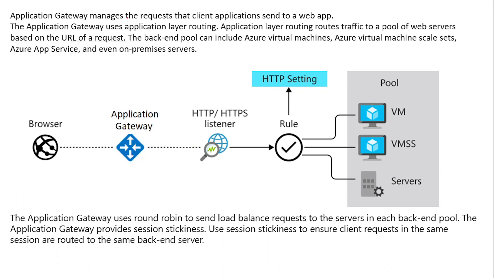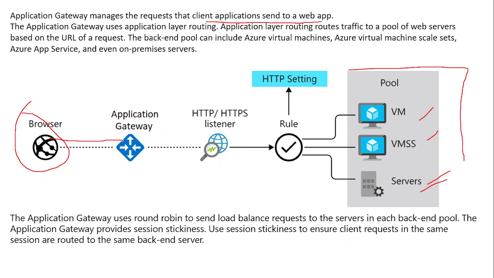So application gateway manages the request that the client application sends to the web app. The web app is nothing but the backend pool that you are hosting. You can host your VMs, your VMSSs, your servers, or your web applications. The client application, that is the browser, sends a request that passes through the application gateway, and from the application gateway it reaches the pool. So what is this listener, and what are these HTTP settings? We will discuss that in the upcoming 5 to 10 minutes.